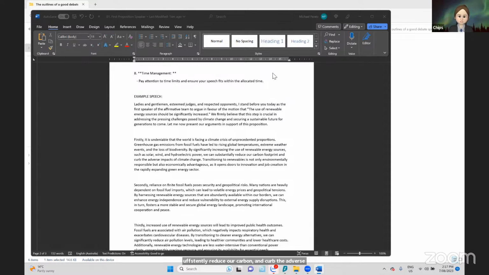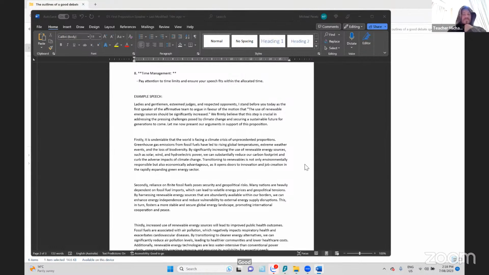Transitioning to renewables is not only environmentally responsible, but also economically advantageous as it opens doors to innovation and job creation in the rapidly expanding green energy sector.